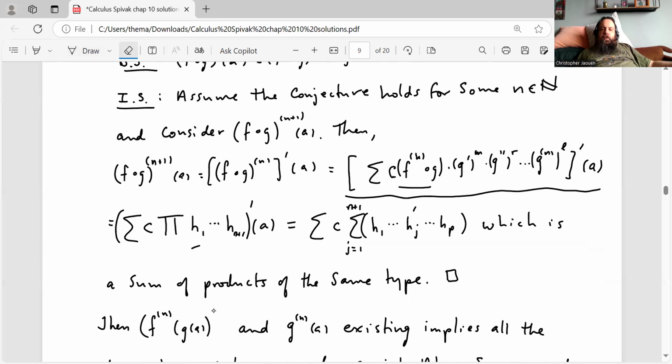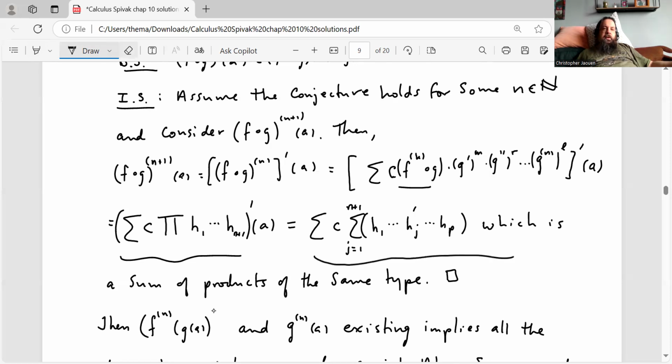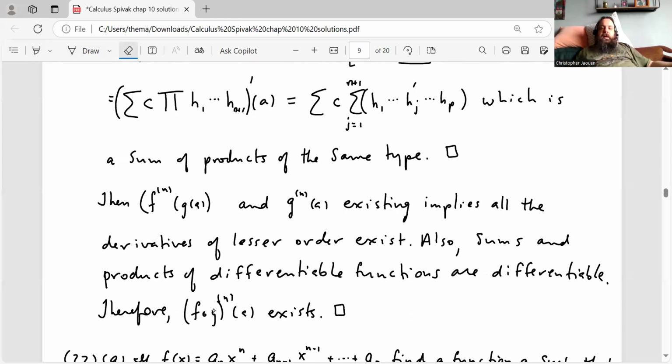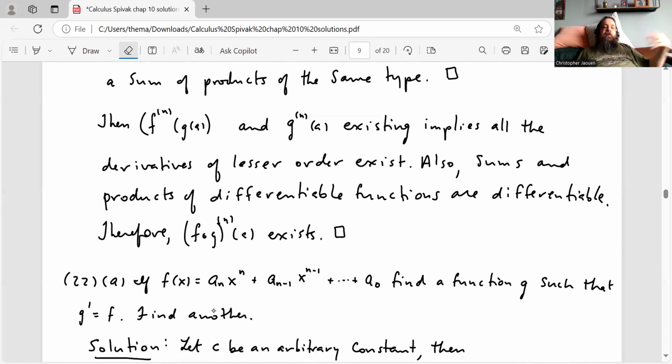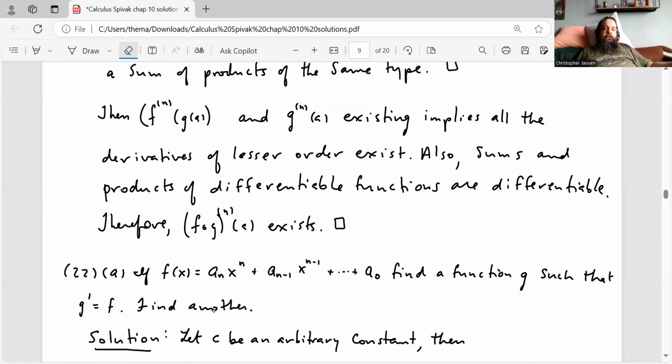All right. So when you apply the derivative theorems that we learned in the chapter itself, you end up with this thing here equaling this, and then again, just applying the general product rule, you end up with this, and that proves that the derivative is a sum of products of the same type. Then the nth derivative of f at g of a and the nth derivative of g at a existing implies all derivatives of lesser order exist. Also, sums and products of differentiable functions are differentiable. Therefore, we get the theorem.